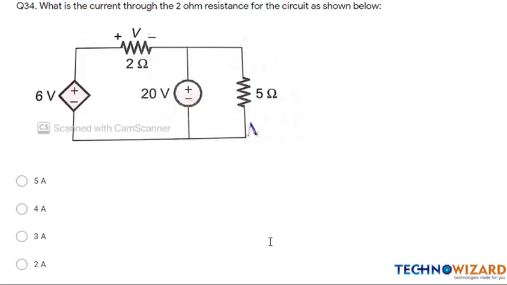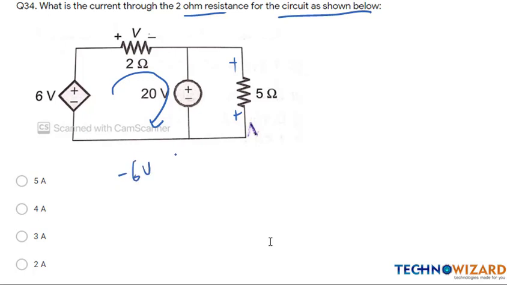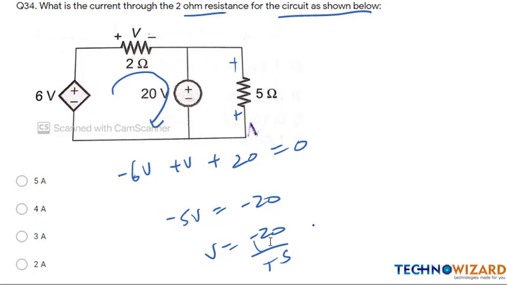Question number 34 is: what is the current through the 2 ohm resistance for the circuit as shown below? Now how can we do this question? Easily apply KCL here, because 20 volt is across this also. Now I am applying KCL here. This will be minus 6V plus V plus 20 is equal to 0. Okay. Minus 6V plus V will be minus 5V, which is equal to minus 20, and V is equal to minus 20 upon minus 5, which is equal to 4 volt. V here is 4 volt.